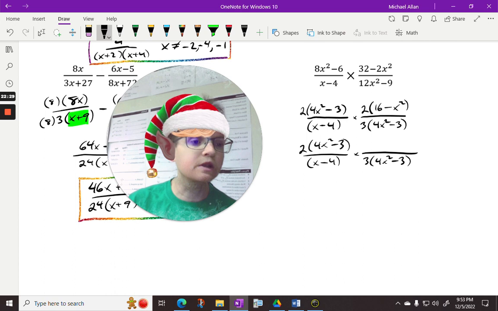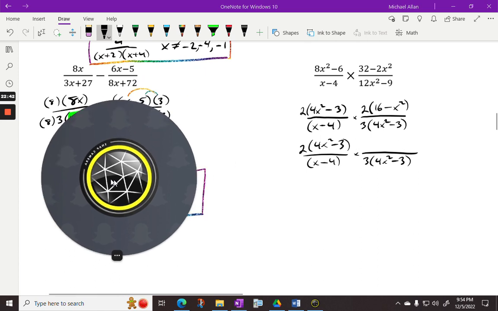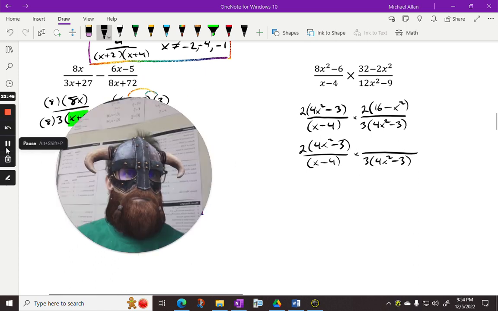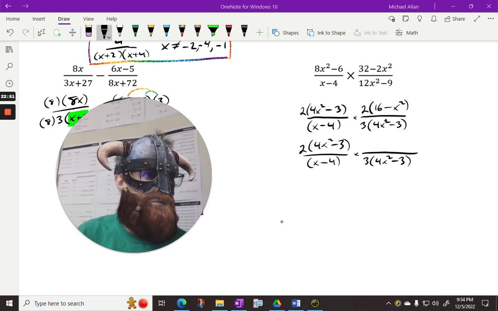Uh-oh, I broke it. I broke my computer. It seems like that baby elf face kind of broke it. So I'm going to restart here. Hopefully you caught most of that. I don't know when it broke.